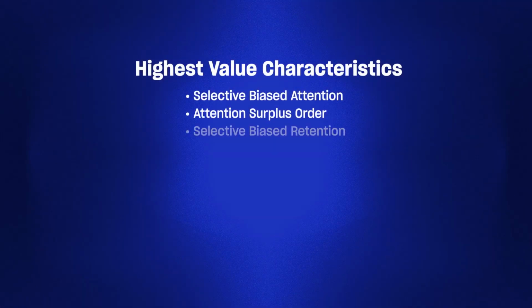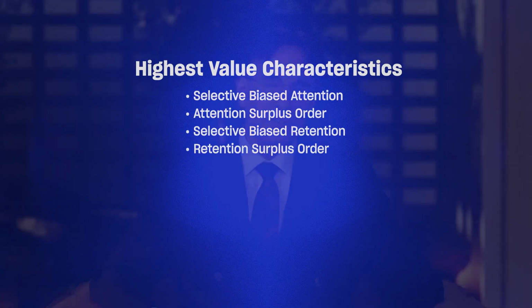But you also have a selective biased retention and a retention surplus order. Now, sometimes people have come up to you and introduced themselves to you, and they said their name, and 1/1000th of a second later, somebody came up to you and said, who is that? And you go, I have no idea. You didn't even let it in.